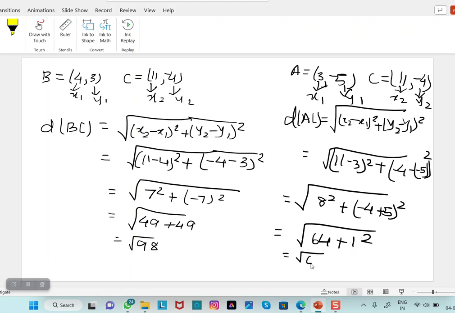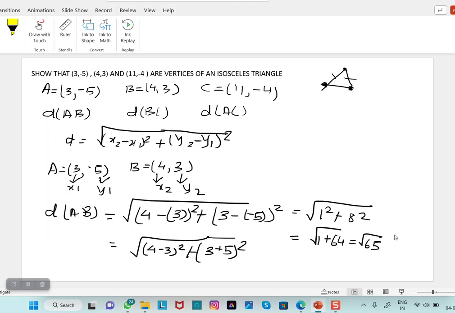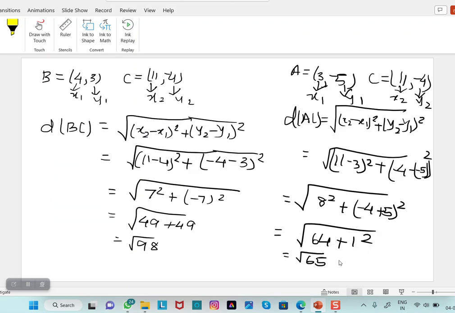This is root 65. Now if you observe, our distance AB is equal to distance AC. So two distances are equal. Therefore we say that two sides are equal, and therefore it is an isosceles triangle.